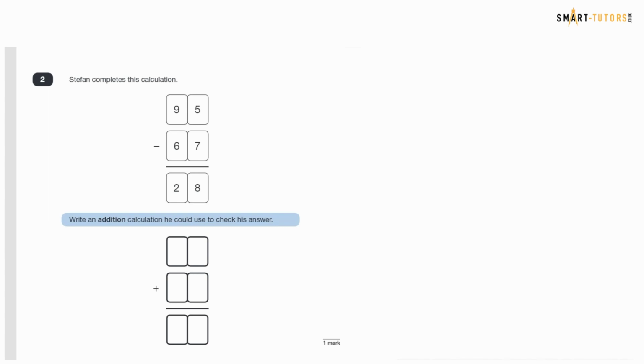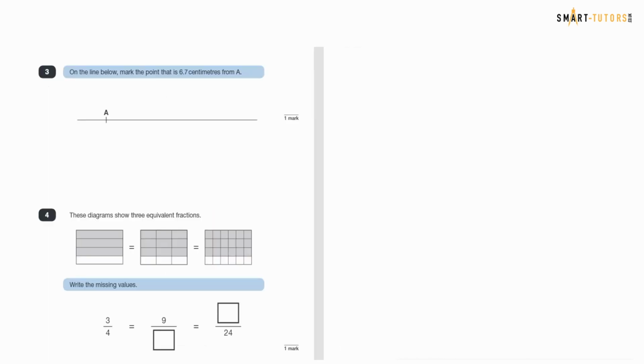Stefan completes the calculation 95 take away 67 equals 28. Write an addition calculation he would use to check his answer. Here we need to use reverse calculations. Very good. So you need to do 67 plus 28, and that should equal 95. Well done. That is very quick, and you sussed that out very quickly. So the reverse operation for subtraction is addition. So your answer plus the bottom number here, 67, added together gives the 95. Very well done, Adrian. So let's go to question number 3.